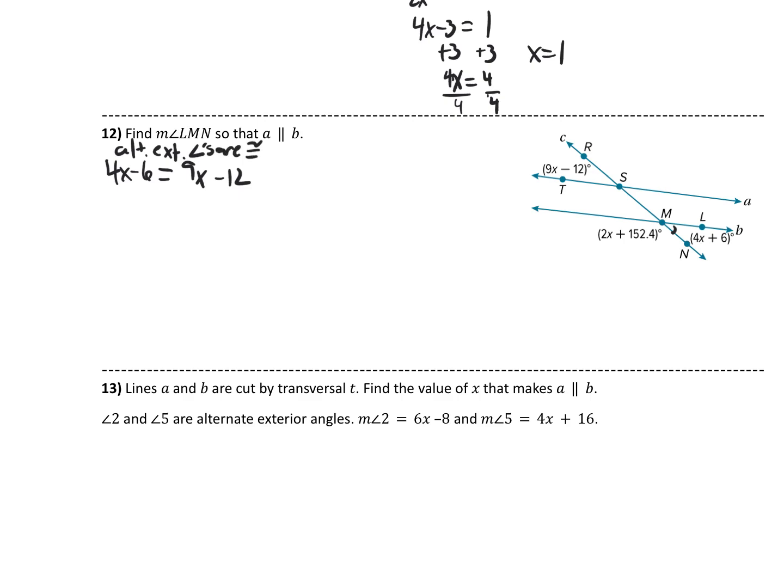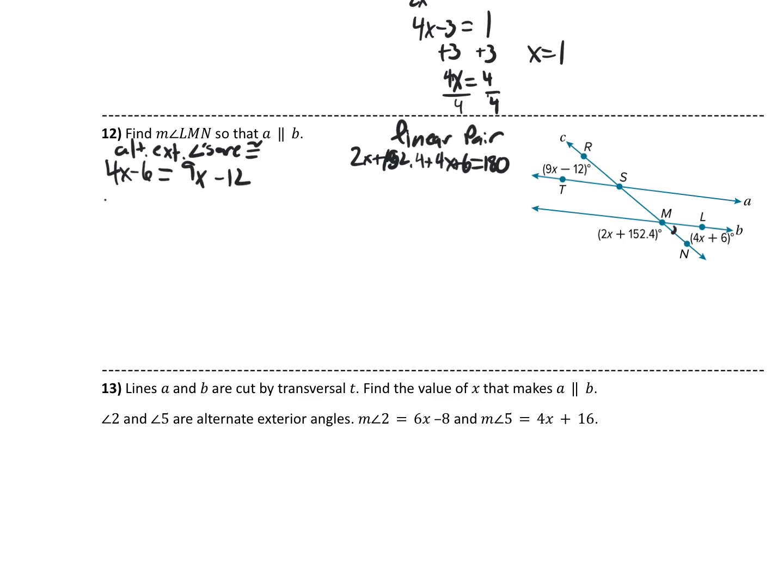We could also make a linear pair. So we could say that 2x plus 152.4 plus 4x plus 6 add up to equal 180. So we should end up with the same answer for x either way. So that would be a linear pair.